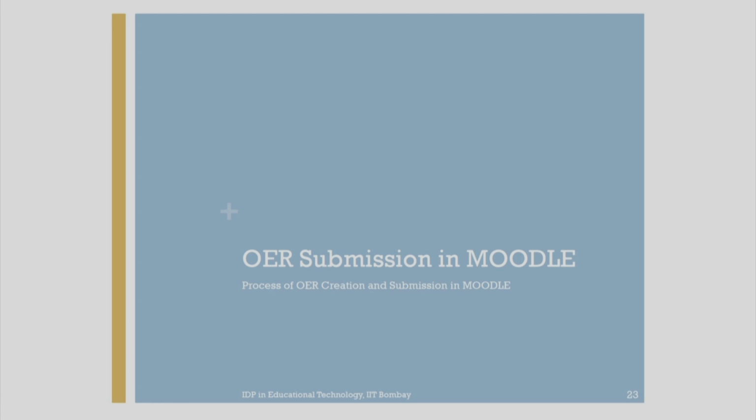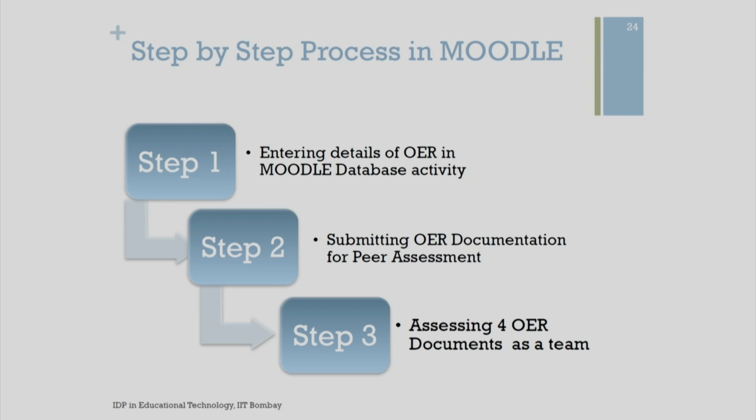So the OER details and the OER design document have to be uploaded in Moodle. You have to follow a 3-step process. In step 1, you will enter the details of your open education resource as part of a Moodle database activity. In step 2, you will submit the OER documentation or the OER design document for peer assessment. And in step 3, you will assess 4 of your peers as a team. Please note that it has to be assessed as a team. So the evaluation is a team's evaluation that is going to come.